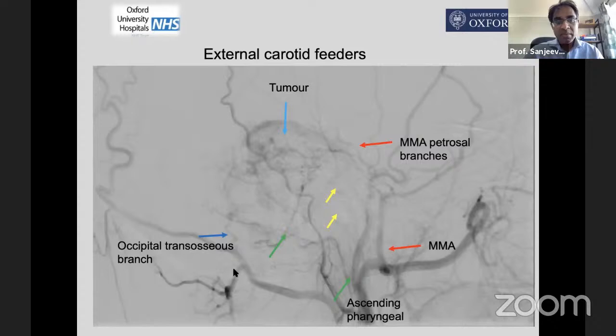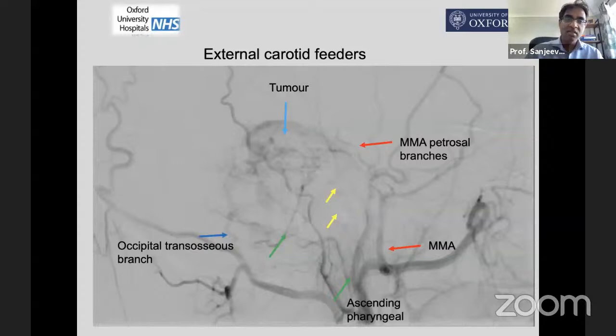And as I described earlier, probably the easiest to get are the occipital artery feeders, these transosseous branches coming off the occipital. So all of these are important feeders that go on to supply the tumor. And you can see the blushes coming from both internal and external. Some of these ascending pharyngeal ones can anastomose with the vertebrobasilar system. So again, not a good target, I think, for embolization.